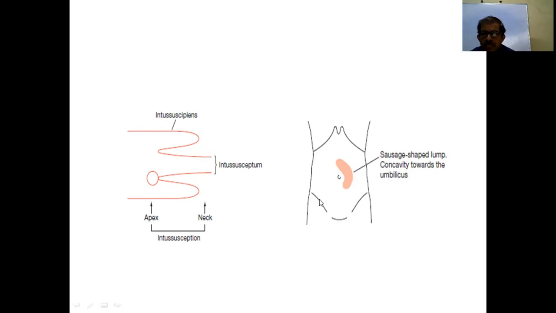Right iliac fossa is empty. This is called as what? What sign? Can you tell me? What sign is it called? Right iliac fossa empty in case of intussusception because the whole bowel has gone here. Yes. What sign is it?